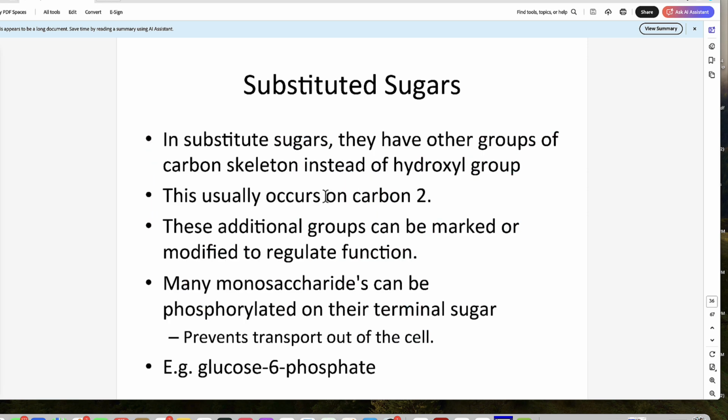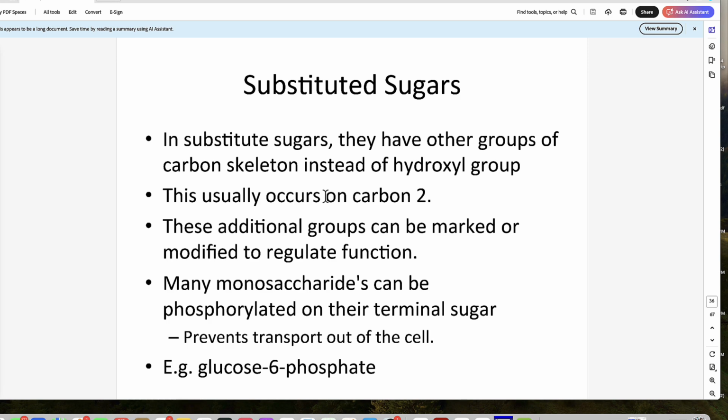All right, substituted sugars. Again, going back to what we've been talking about with epimers, sugars can frequently contain phosphate groups, amine groups, sulfate groups, or even acetyl groups. I'm sorry, most of the free monosaccharides within the cells are phosphorylated at their terminal carbons, and that will prevent transport out of the cell.